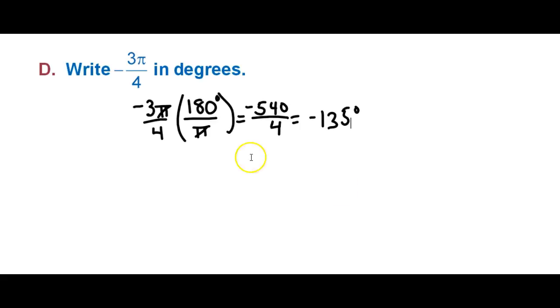But just one more to try out. See if you can figure out what 150 degrees would be in radians.